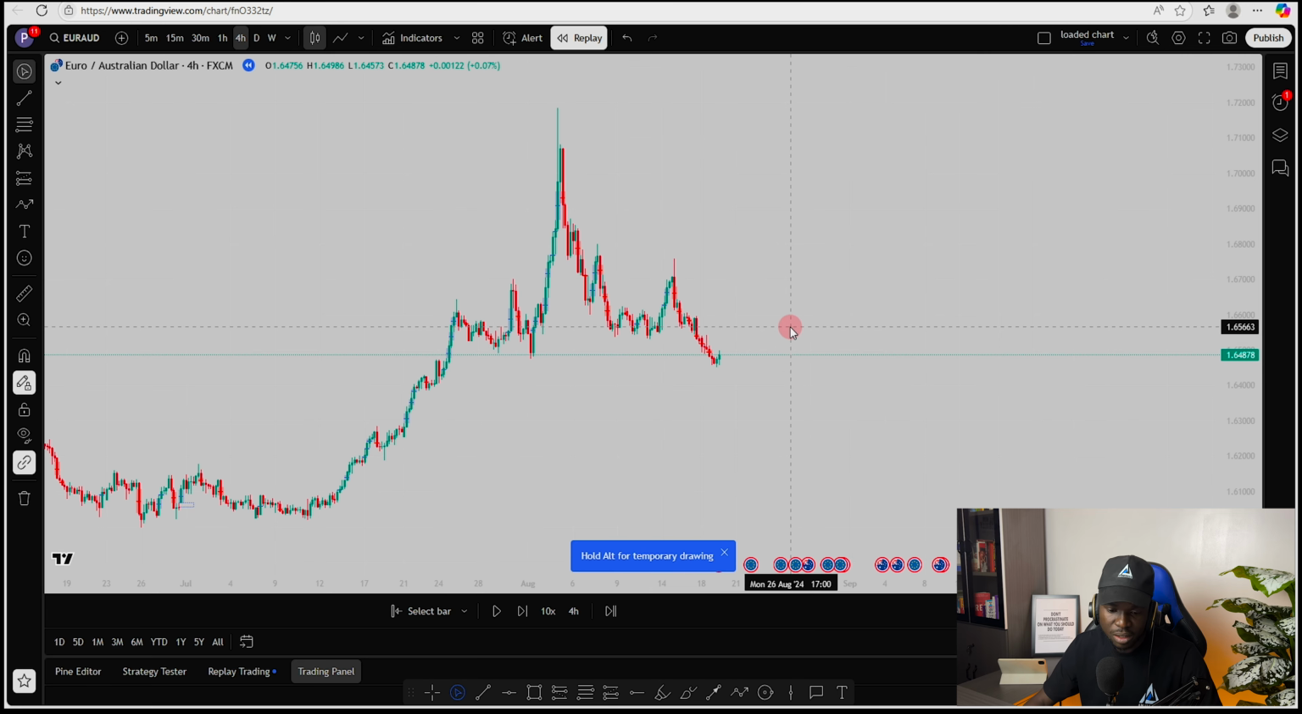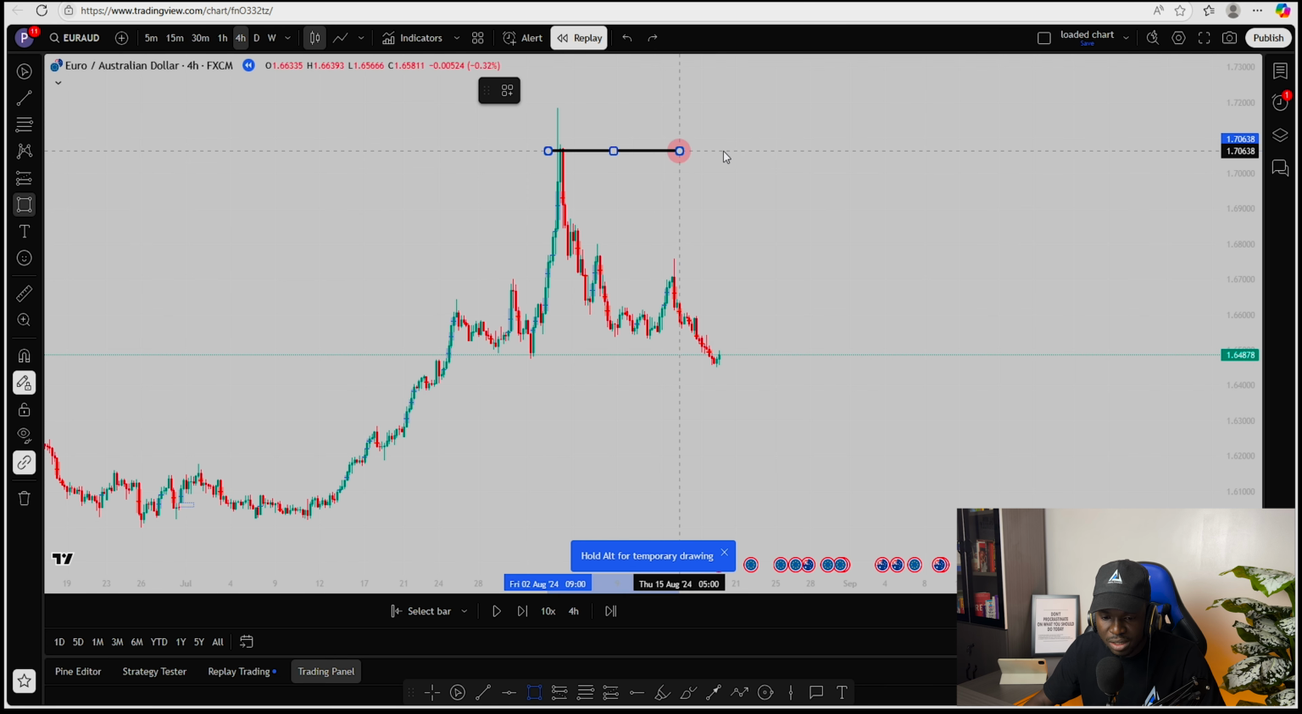Let's dive into the next session where I will be showing you guys how to trade this market structure by using swing levels and the minor levels in the market. Looking at the chart right now on Euro Australian dollar, the price action is bearish.